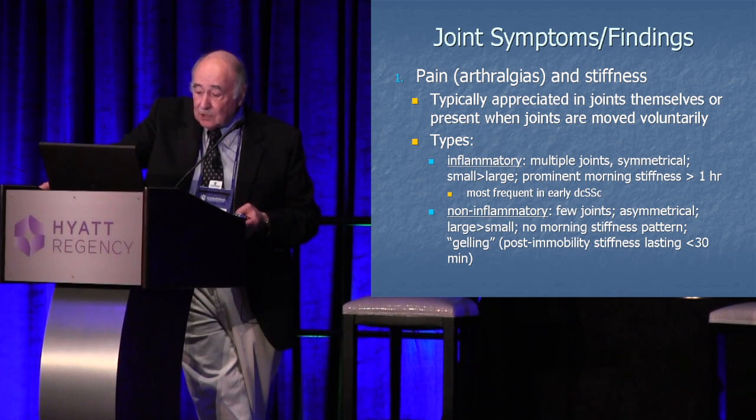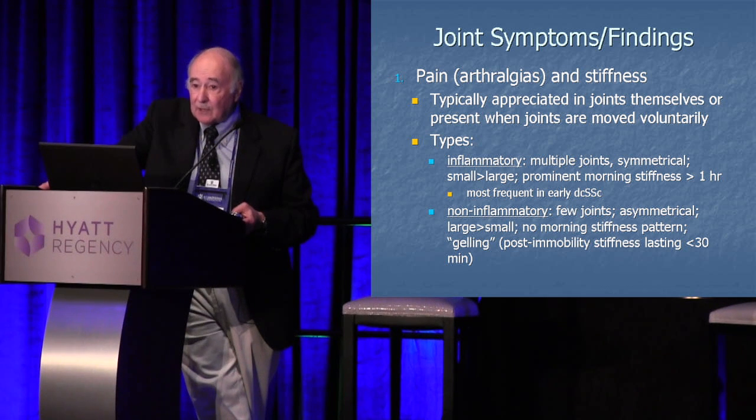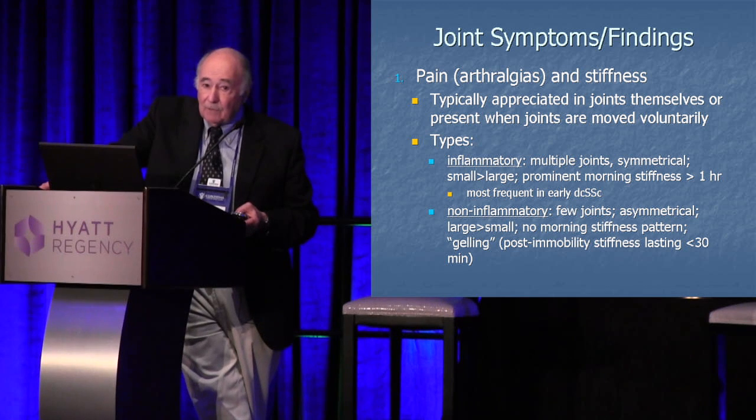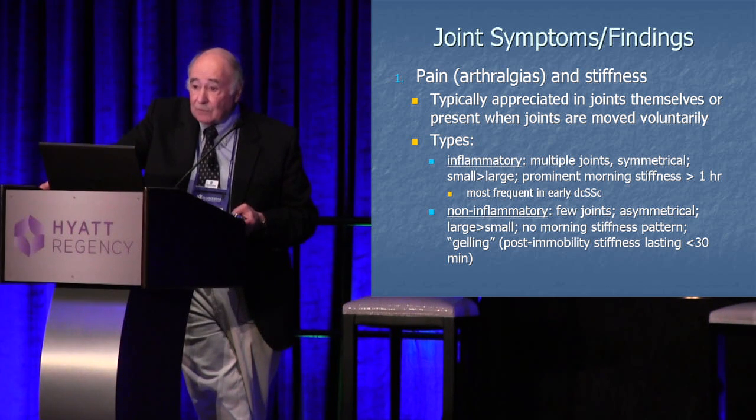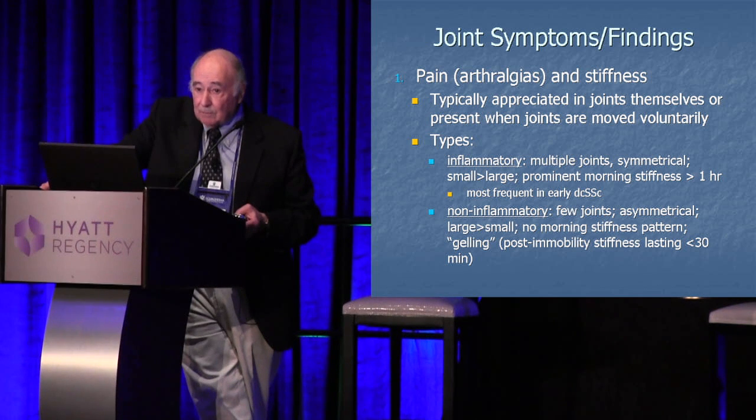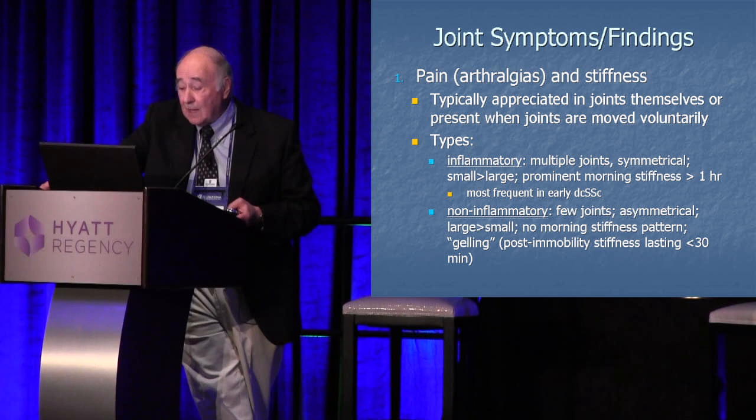And, as I mentioned, that's a symptom that occurs predominantly in early diffuse scleroderma. That's due to scleroderma. The end result is for patients to have contractures of joints, that is, they become unable to completely straighten or bend joints, particularly of the hands.